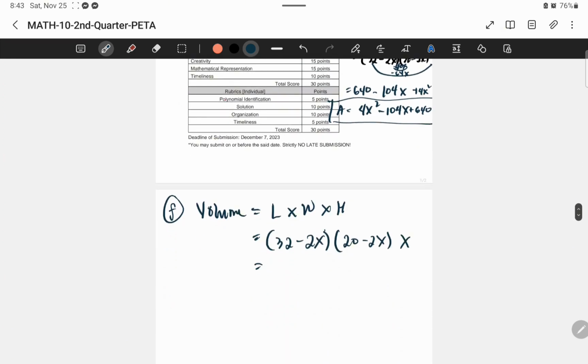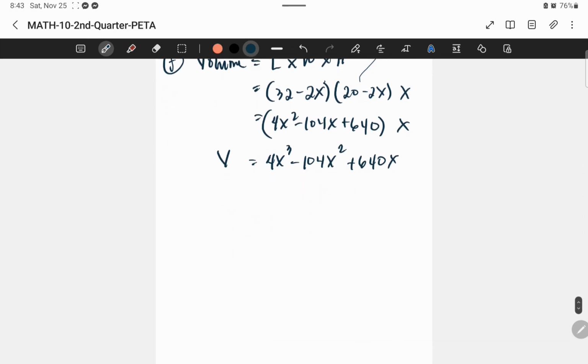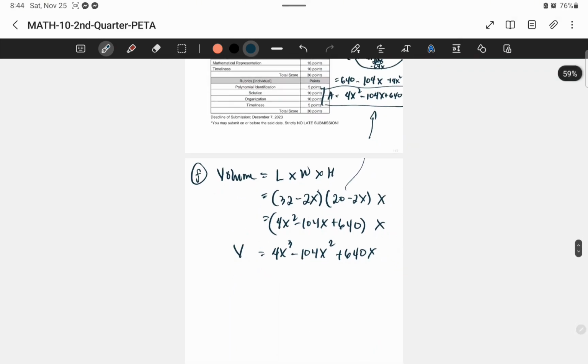So, alam natin, yung 32 minus 2x times 20 minus 2x is our area. Di ba? So, that is 4x squared minus 104x plus 640. Therefore, i-multiply na lang natin to by x. So, the volume is equal to 4x cubed minus 104x squared plus 640x. Then, that is for part 1.